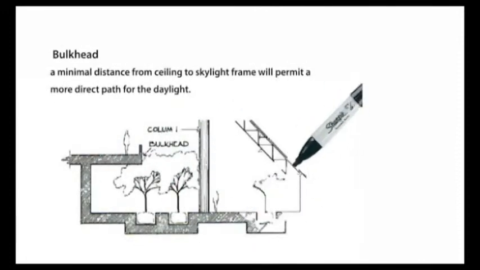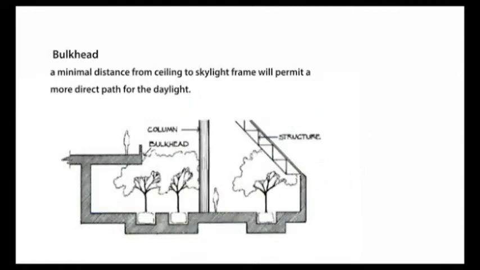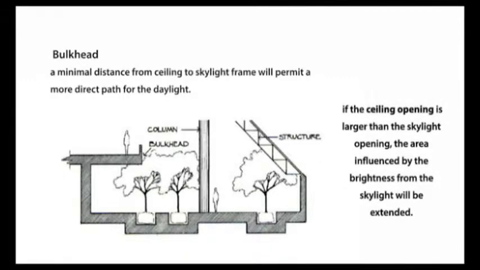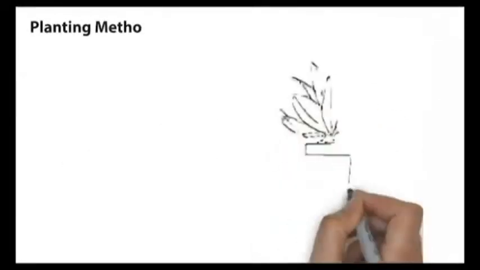Bulkhead. A minimal distance from ceiling to skylight frame will permit a more direct path for the daylight. Ceiling opening. If the ceiling opening is larger than the skylight opening, the area influenced by the brightness from the skylight will be extended. Planting methods.